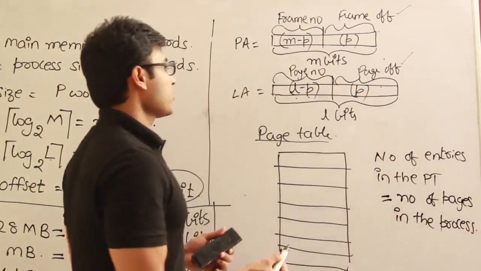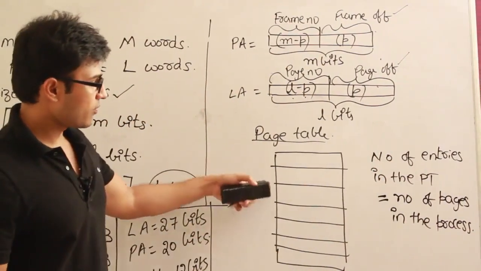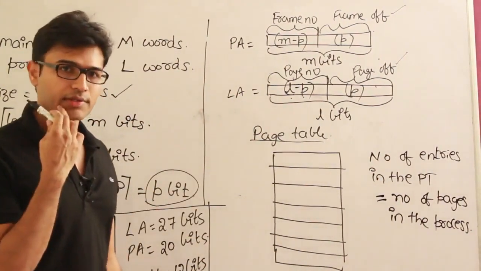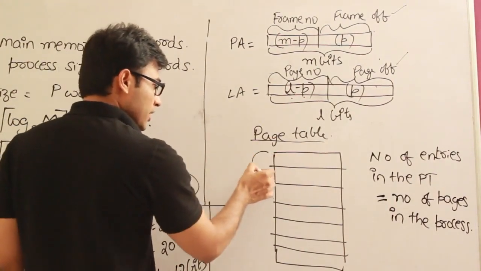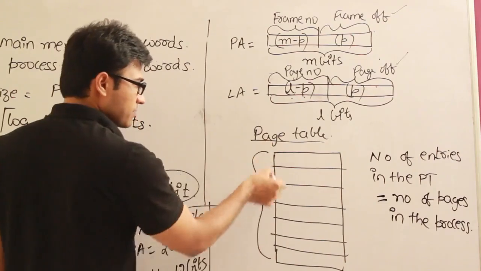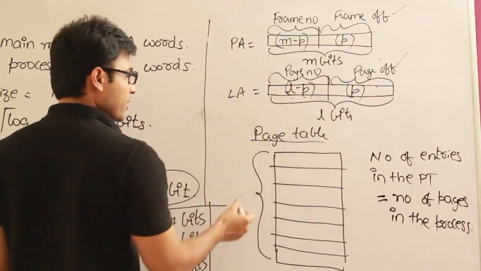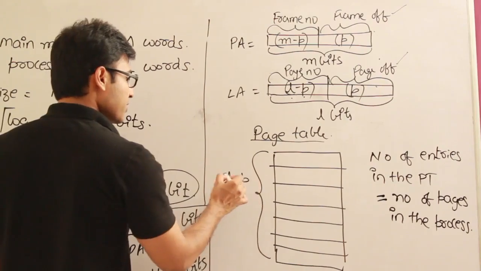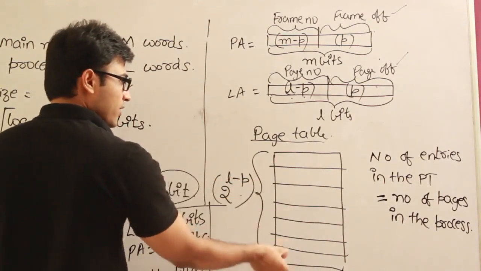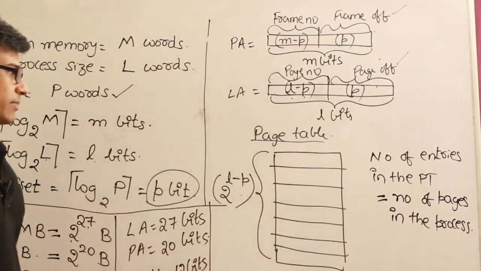So if you have more number of pages in the process, then the number of entries in the page table will be more, isn't it? So what you could understand here is, the total number of entries present in this page table will be equal to the number of pages. And how many pages are there? 2 power L minus P. We just calculated it, right? Therefore the number of entries in the page table is going to be 2 power L minus P.